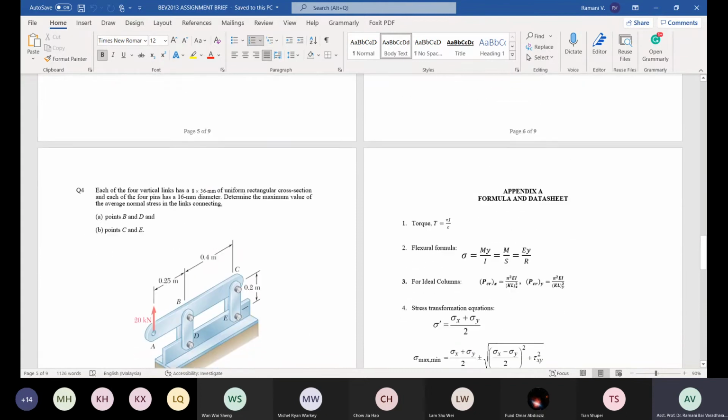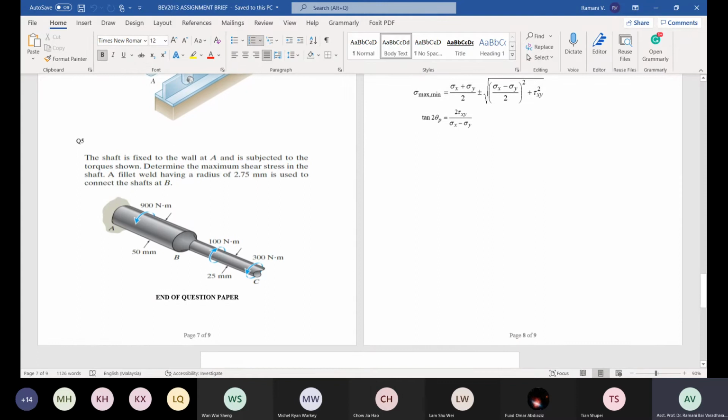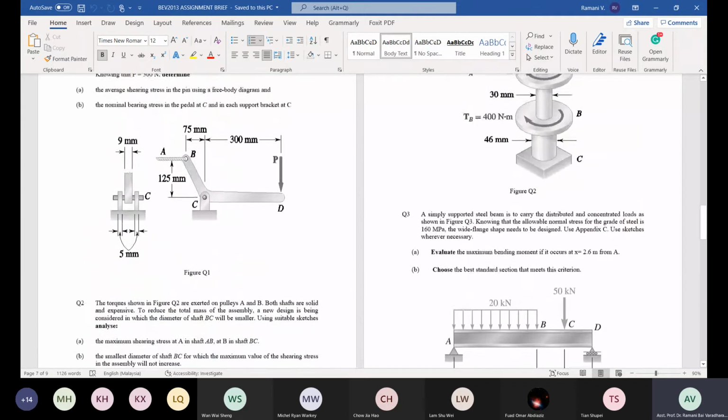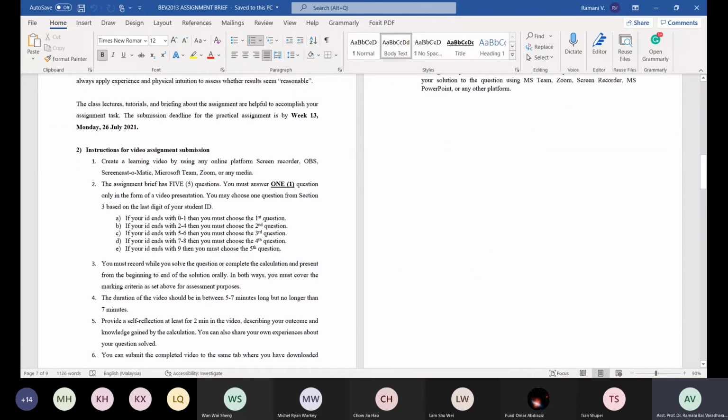Like this, similar questions we worked out in the class. Just follow the same procedure. If you are stuck anywhere, you can always ask me, but put some effort. Don't come with a blank paper. This is again a torsion, so I repeated for torsion. These are the questions. 5 questions are given, but you don't have to do all questions.